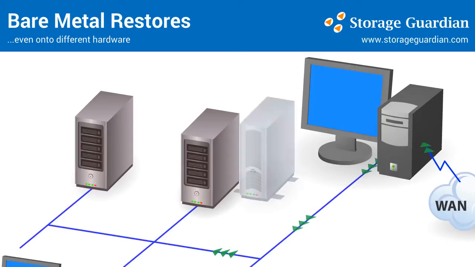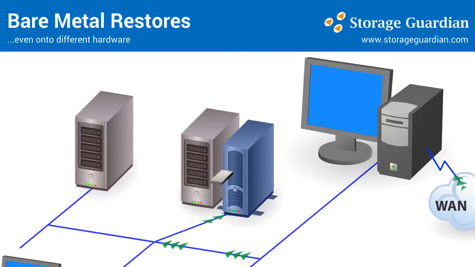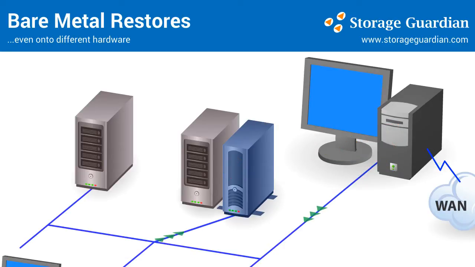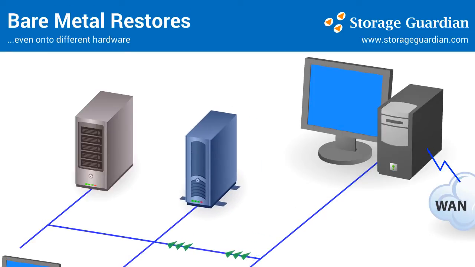You can try to do a bare metal restore, where the entire lost hard drive is copied onto a replacement machine. But most backup software or service providers can't do this if the new machine has different hardware than the original one. Luckily, Storage Guardian can do bare metal restores even onto completely different devices, either over the network or from a portable storage device, whatever's faster. This gives you even further protection against lost productivity.